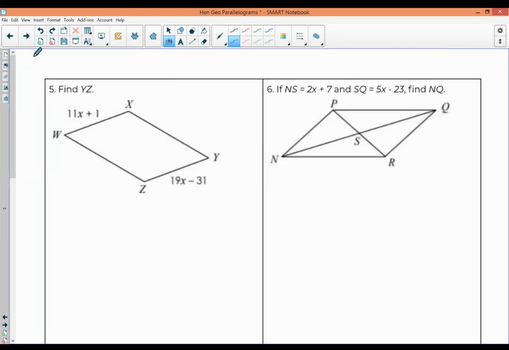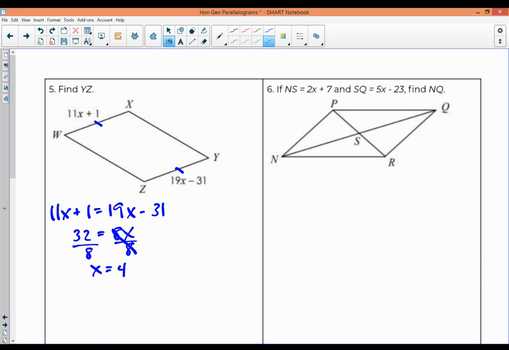So now let's apply some algebra with it. All right, we want to find the measure of segment YZ. So we already know that these are all parallelograms. Those two sides are congruent. So I just set up an equation and solve. So then that gives me 32 equals 8x. X equals 4. That's what the question's asking. I want to find the measure of, excuse me, segment YZ.